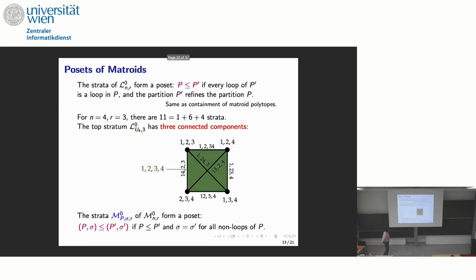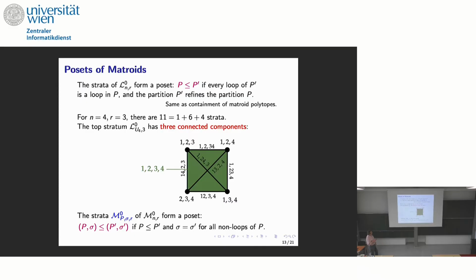Okay, that's counting. Now let me tell you about the poset. The poset says when the closure of one stratum contains another stratum. So now I'm defining a poset, a partial order, on the set of matroids, as defined here, and on the set of signed matroids, as defined here. So let me do this in the all positive case. I'm going to focus on the Lorentzian region. So L0NR is the Lorentzian part.